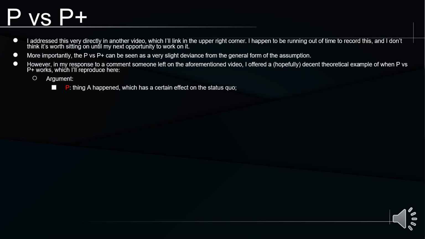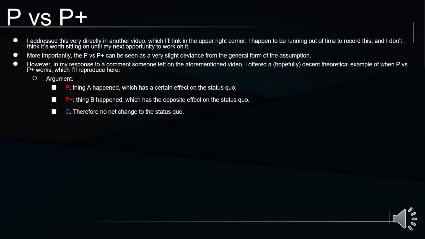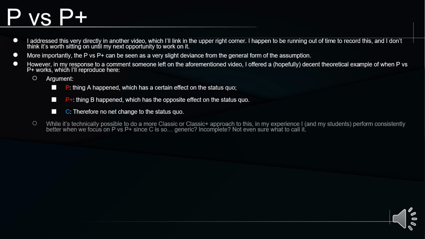It's just going to say generically, thing A happened, which has a certain effect on the status quo. The second premise, which contains P plus, tells us that thing B also happened, which has the opposite effect that A did on the status quo. So thing A happened, it has one effect on the status quo. Thing B also happened, which has the opposite effect on the status quo. Pretty simple. And finally, we get a conclusion that offers us distinct idea C, which is that therefore there's no net change to the status quo.